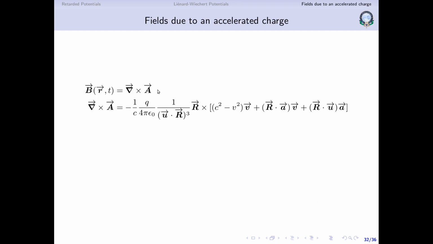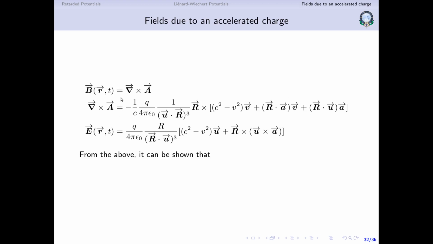So B is equal to curl of A. Curl of A is equal to this quantity, and the electric field we have already obtained to be like this. So we can use these to show, by doing a little bit of manipulation, that B can be written as 1 by C into R cap cross this electric field. So if I take R cap cross this electric field, that is going to give me this same expression. Of course you have to multiply with 1 by C. So that is nothing but the magnetic field. So you can find out the magnetic field in terms of the electric field as well.